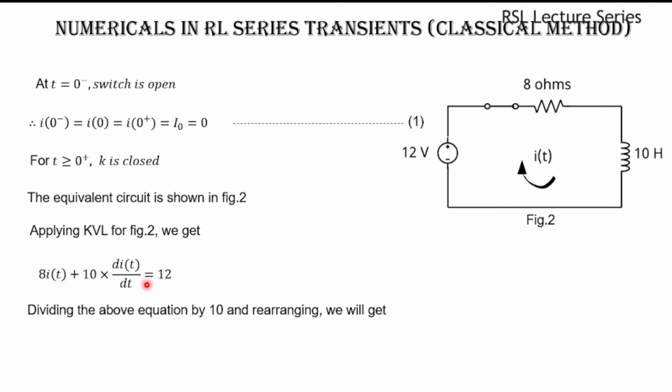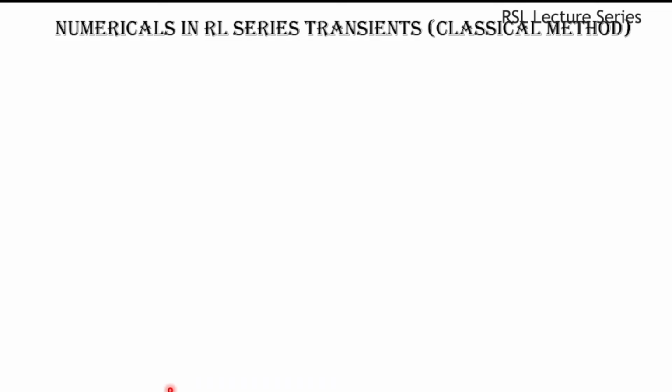So now we are going to divide this equation by 10 and then rearrange it. If we divide this term by 10, the 10 will get cancelled and we will get di(t)/dt. Then if we divide this term by 10, 8 by 10 will be 0.8, so we will get 0.8 into i(t), that is equal to, on the right hand side, 12 divided by 10, which is equal to 1.2. So this is equation number 2.